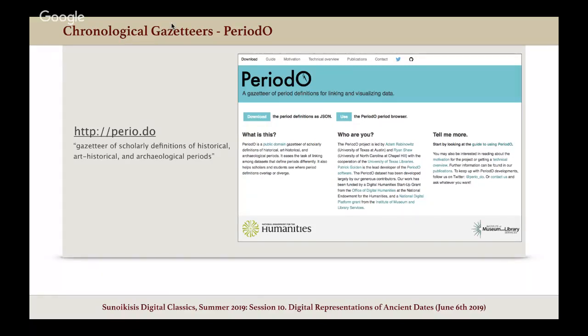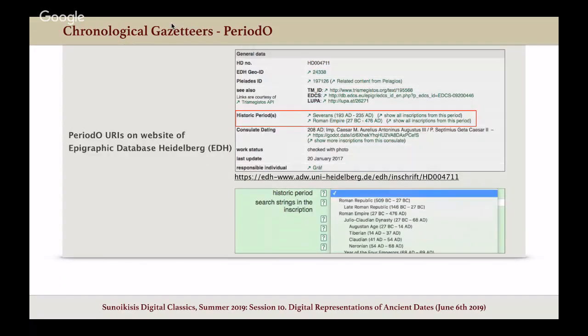Periods are collected in so-called data sets, which usually corresponds to a book or some kind of publication. And on the Periodo website, you can navigate through all these data sets and all their periods. But publications can also be a controlled vocabulary from any website. Like, for example, the periodization done on the website of the epigraphic database Heidelberg, where each dateable inscription has at least one historic period, one Periodo URI assigned to it.